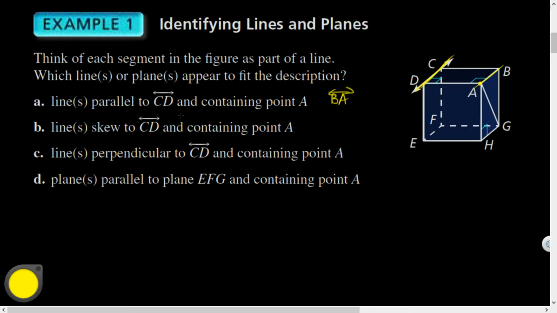I can't undo that. That's all right. I'll switch colors. Lines skew to CD and containing point A. So AG. Any others? GA is the same line. AH, yeah, that's a good one.